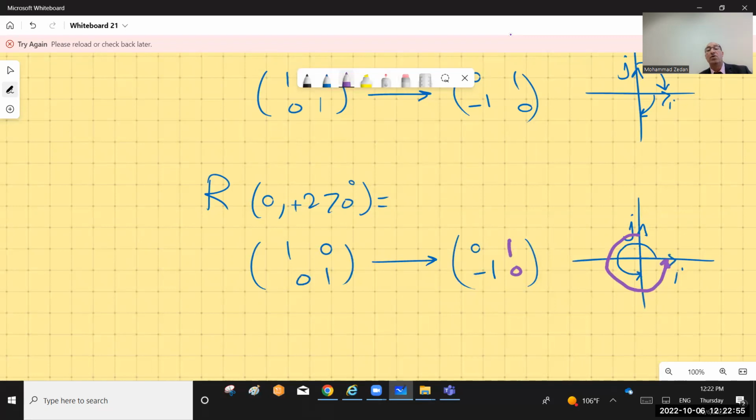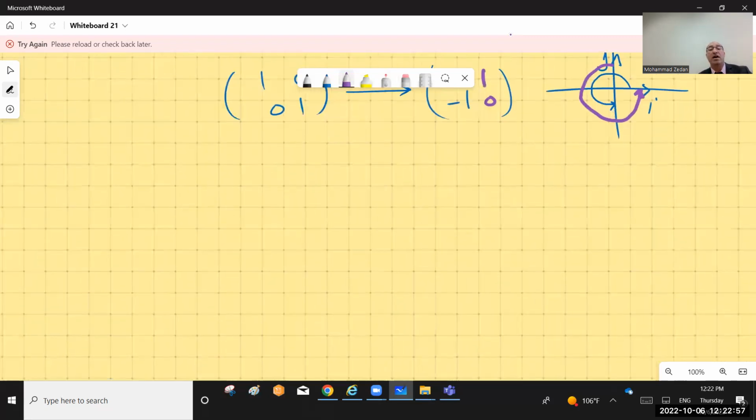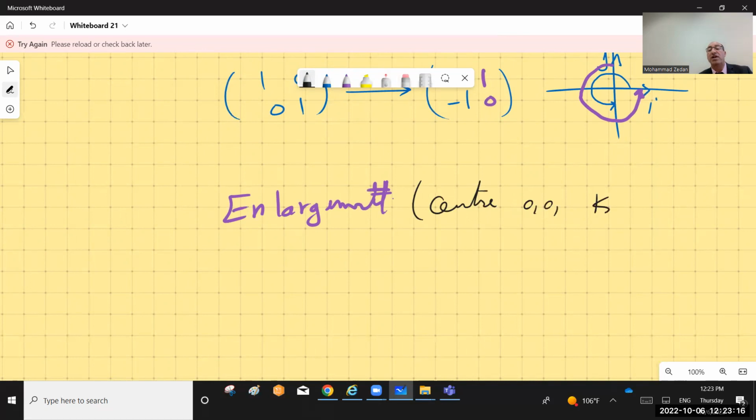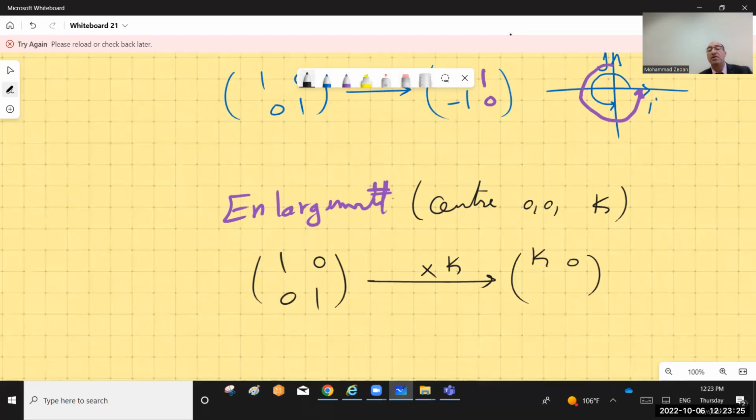Finally, I'd like to talk about if you have an enlargement with a scale factor like 2 or 3. So enlargement, the center is 0 and 0 with a scale factor k. Just write 1, 0, 0, 1, the identity matrix, and multiply it by this factor k, and it will be k, 0, 0, and k. This is the enlargement with scale factor k.